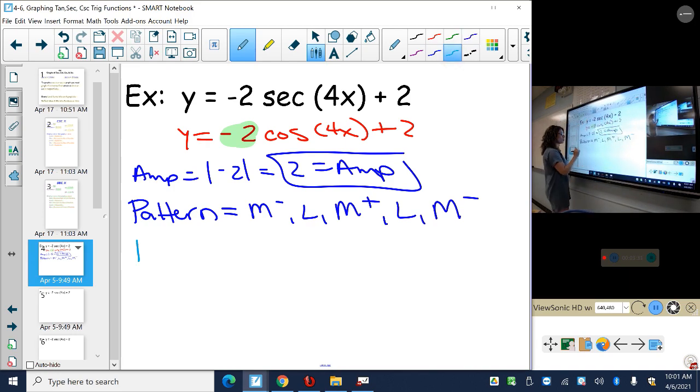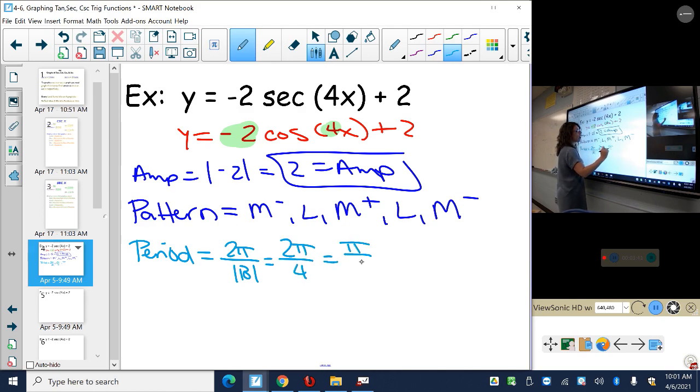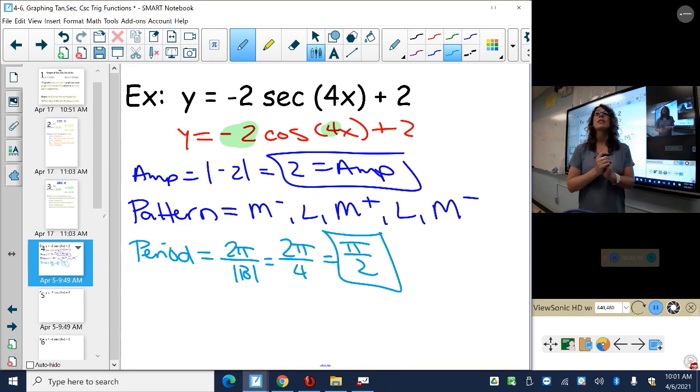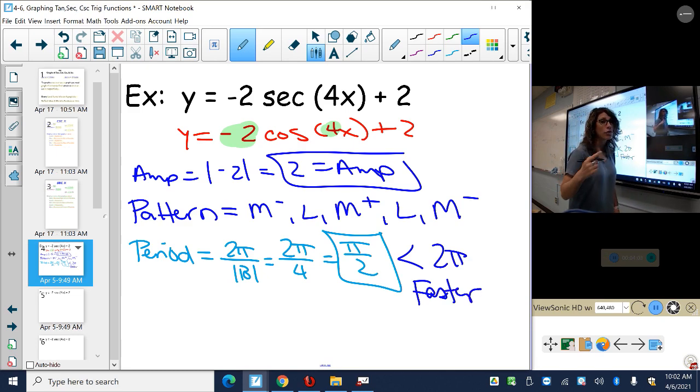The next thing I'm going to do is find the period. The period is 2 pi divided by the absolute value of b. b is right here attached by multiplication, so that's 2 pi divided by 4, which is pi over 2. Now, question: is it taking longer and I'm resting, or is it taking a shorter amount of time and I'm running? Well, you compare this to 2 pi, and it's less than, so I am faster. I'm completing 1 revolution faster because pi over 2 is smaller.